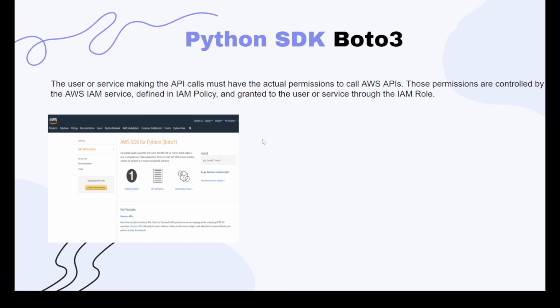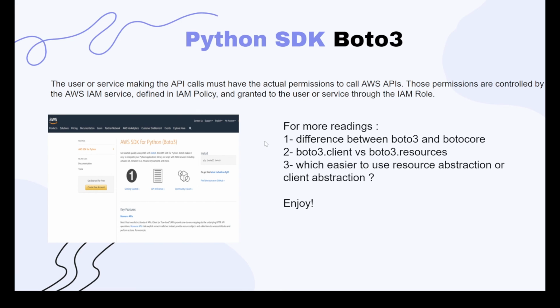So this is an image from the documentation of boto3 in AWS. If you are interested, you can read, for example, the difference between boto3 and botocore, boto3 client versus boto3 resources. This already exists in the documentation of boto3. It's available with examples and many interesting things. Which is easier to use, resource abstraction or client abstraction?